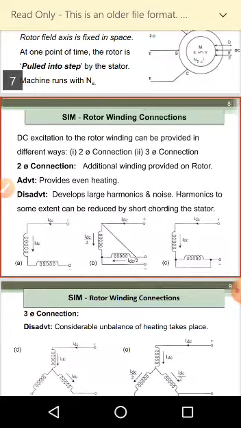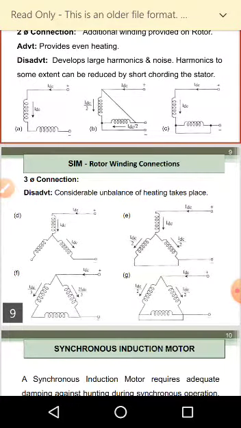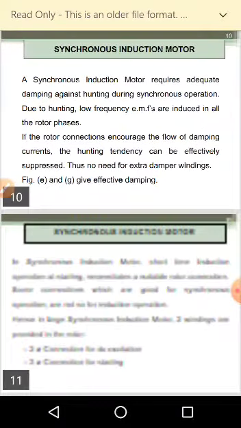Now, you can see the DC current and different ways of this two phase connection. The next slide shows the three phase connection, how the DC voltage can be applied to any two windings of the three phase rotor winding, as shown in this slide. So, this is what a synchronous induction motor is about. It has the advantage of both the synchronous machine as well as the induction machine.